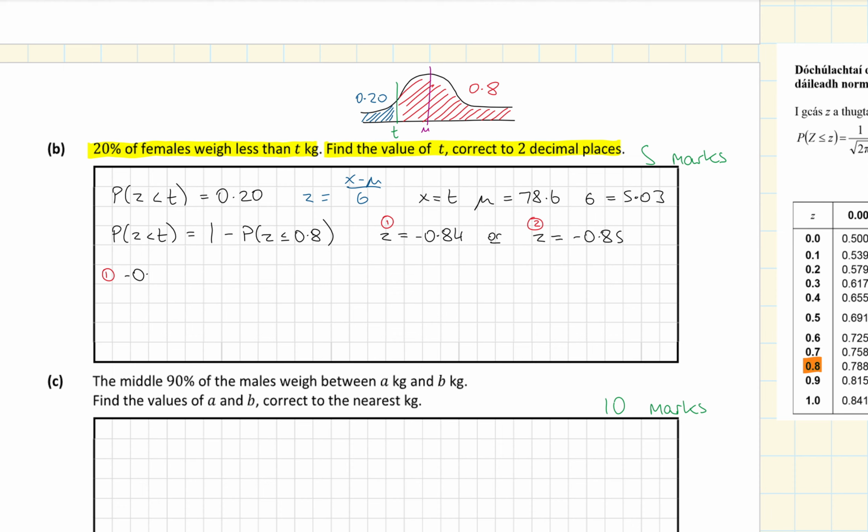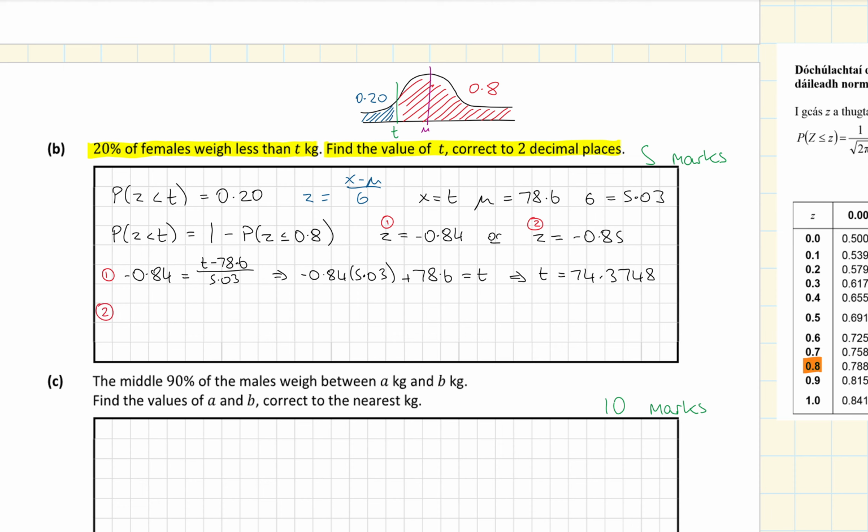So we get minus 0.84 will equal t minus 78.6 all over 5.03. Cross multiply by 5.03, and the minus 78.6 on top we can bring over. So our answer for t, we have minus 0.84 multiplied by 5.03 plus 78.6. Give me back 74.3748. There's my first case.